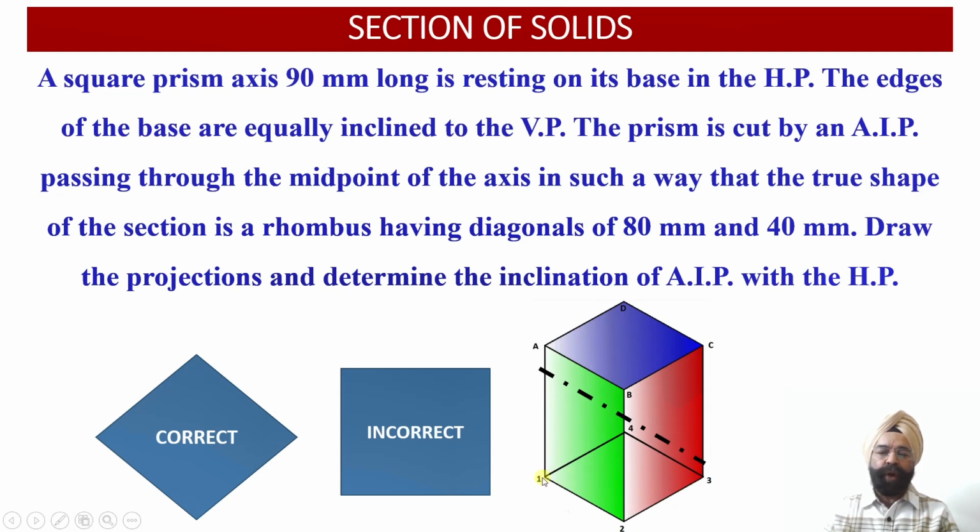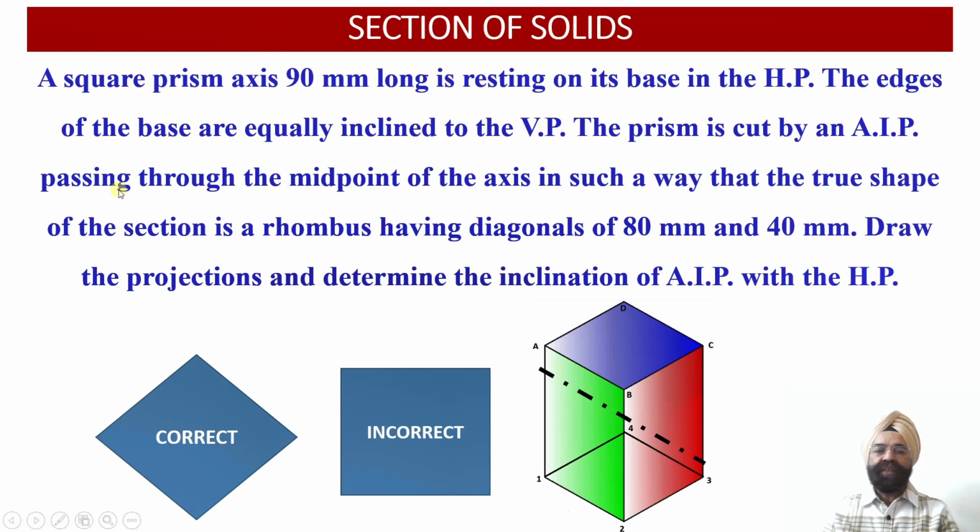So here we have got the bottom face of the prism 1, 2, 3, 4, and the top face has been represented as A, B, C and D over here. Now we have been provided with the information that this square prism has been cut by an auxiliary inclined plane which is passing through the midpoint of the axis. So if we draw the midpoint of the axis, then through the midpoint of the axis the cutting plane AIP, that is the auxiliary inclined plane, should be intersecting with the square prism.